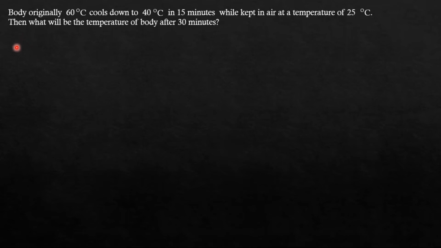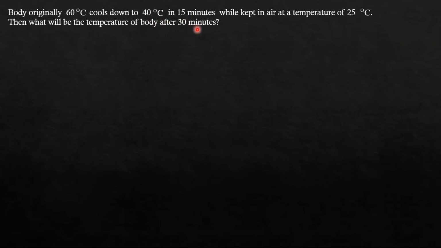Moving to the next problem. It is given that a body originally at 60 degrees centigrade cools down to 40 degrees centigrade in 15 minutes while kept in air at a temperature of 25 degrees centigrade. The surrounding temperature is 25 degrees centigrade, or you can say the ambient temperature. The question asks what will be the temperature of the body after 30 minutes.